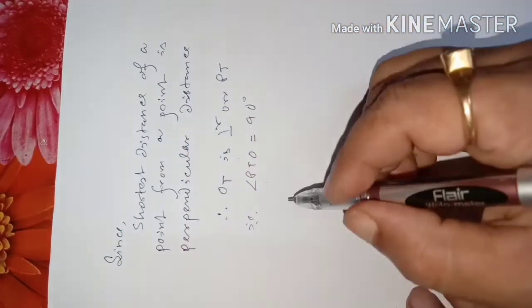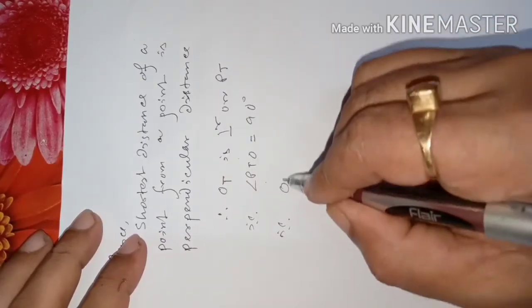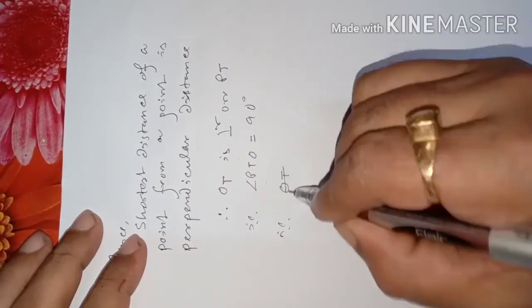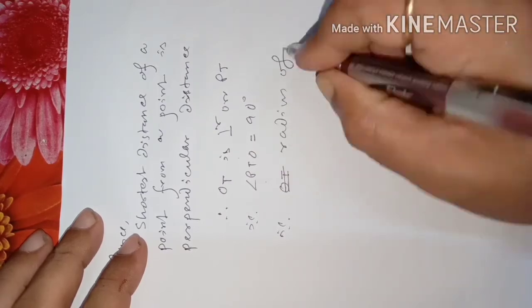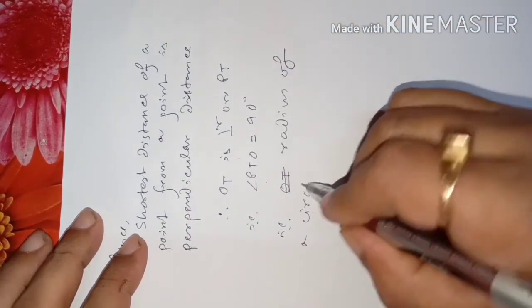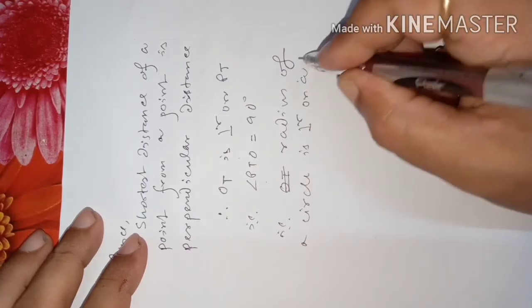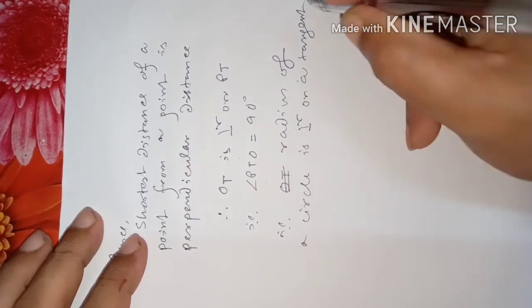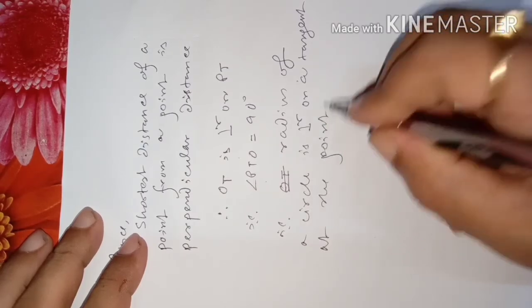So what it shows is that OT is what? OT is a radius. So OT, or you can say the radius of a circle, is perpendicular to a tangent at the point of contact. At the point of contact.